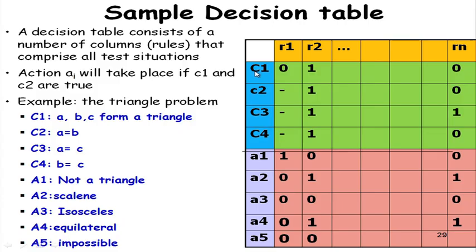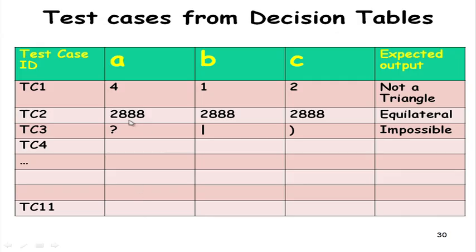C1 is A less than B plus C, B less than C plus A, C less than A plus B, and C2 is A is equal to B, C3 is A is equal to C, and C4 is B is equal to C. Then depending on specific combinations here, we would display these actions, and based on the values of A, B, C, we can have the test cases, and we also have the expected output from the decision table. So, each of these rows becomes a test case.